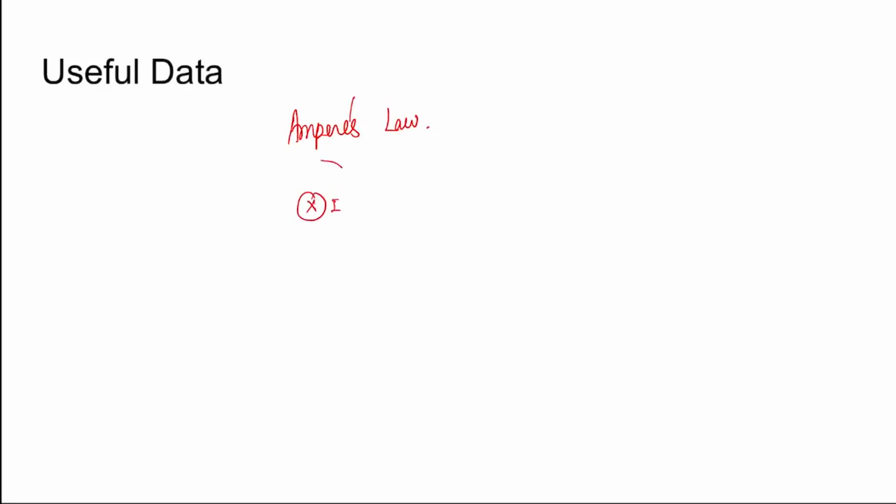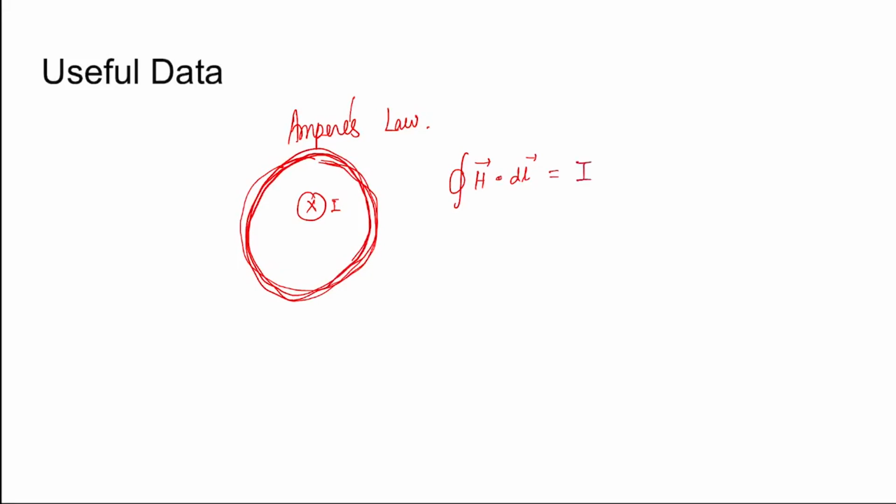which states that if I have a current I and I have an enclosure, then the line integral, that is H dot dl, around this enclosure, is nothing but I.